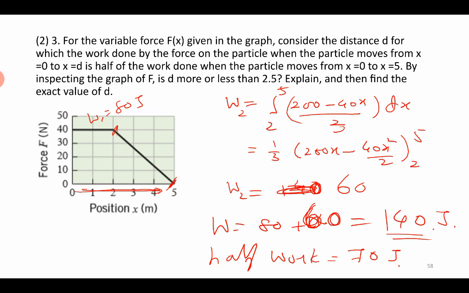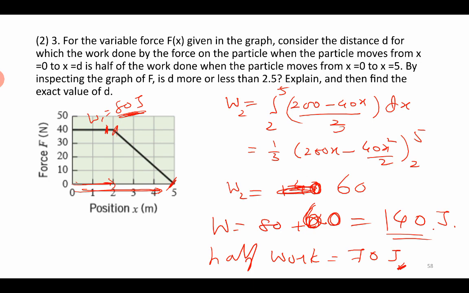But see, by the time you reach 2, you have completed 80 joule. So D must be in the first half, before 2. Because when you reach 2, the total work done is 80 joule, but half work is 70 joule. So D is the place where we complete exactly half the work.